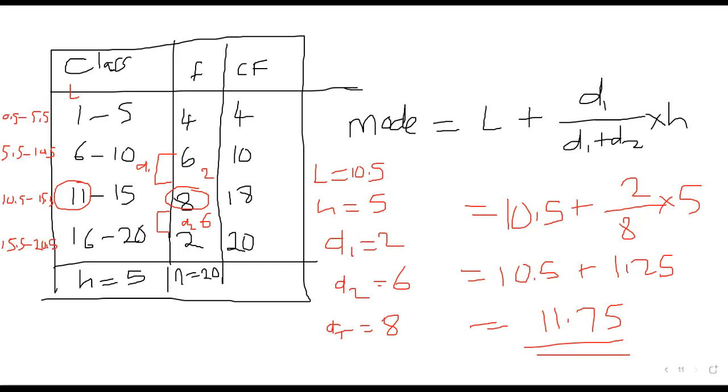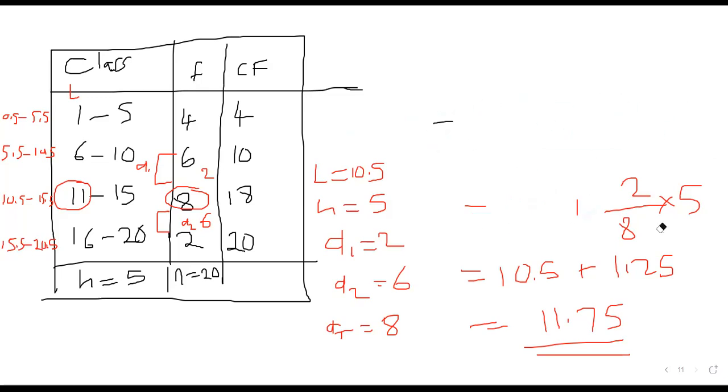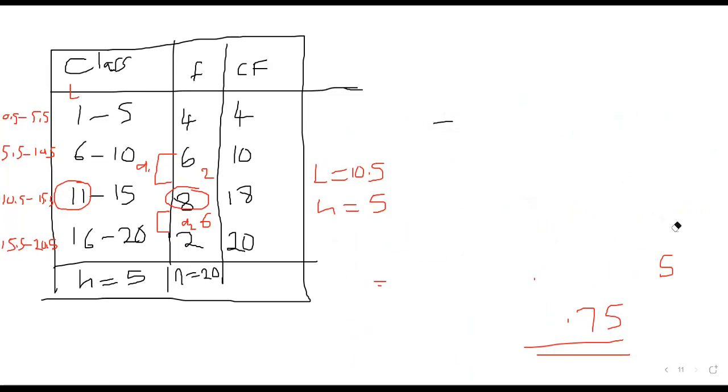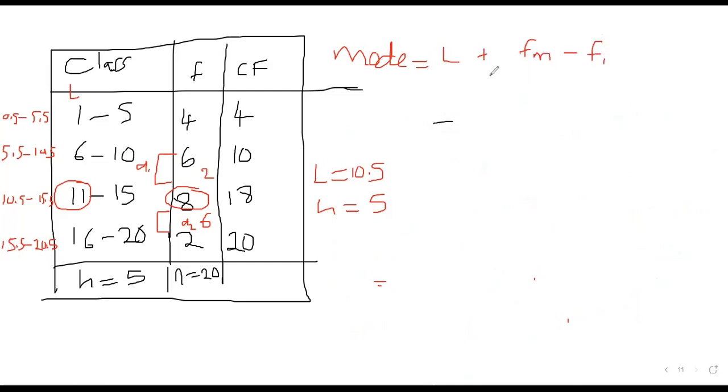So when you're being asked to find the mode, you will use either formula, the first one I talked about, or the long formula, which I can also take advantage of. So the mode will therefore be equal to L plus Fm minus F1 over 2Fm minus F1 minus F2 times the height.